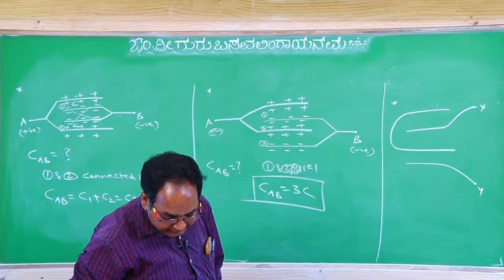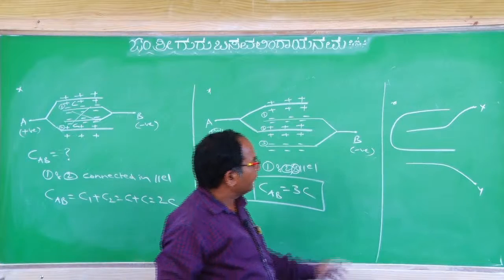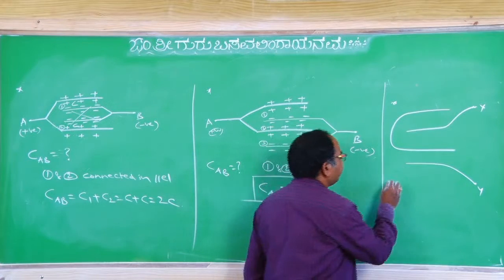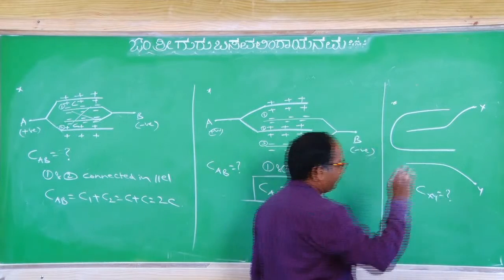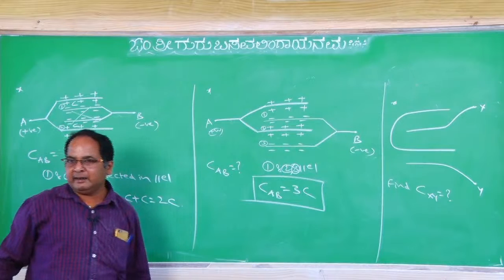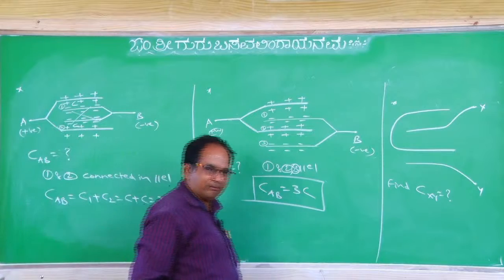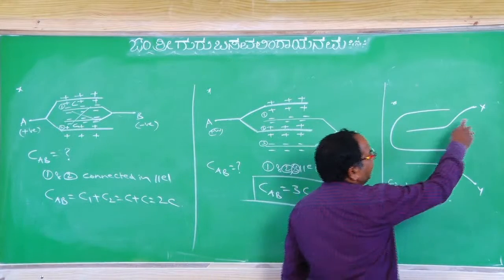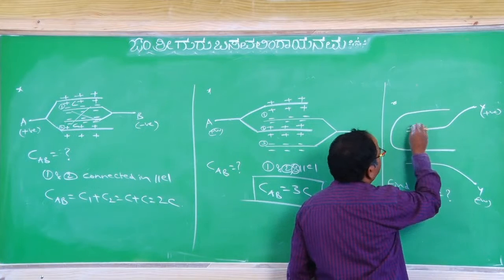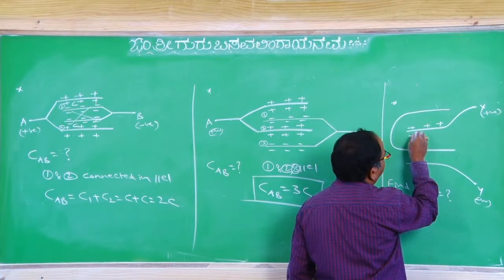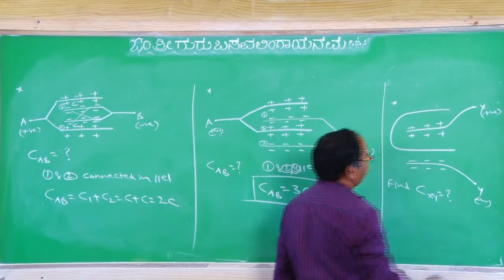Okay, so X, Y. Now find C X Y. Find C X Y. See X what? Positive. Y what? Negative. So here positive, here positive. Y negative. So here negative, here negative.